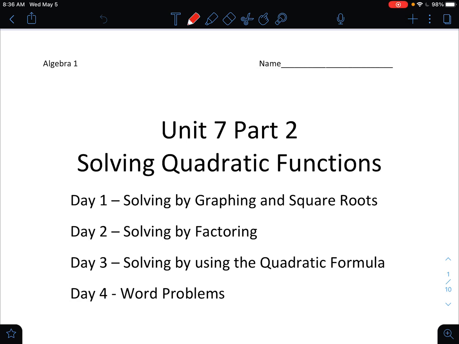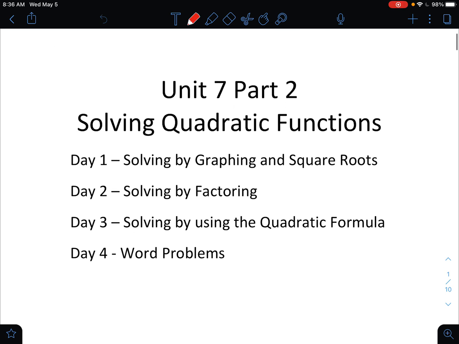Hello, algebra students. Today we're beginning our new unit. This is called Unit 7, Part 2. We are going to be focusing on solving quadratic functions.